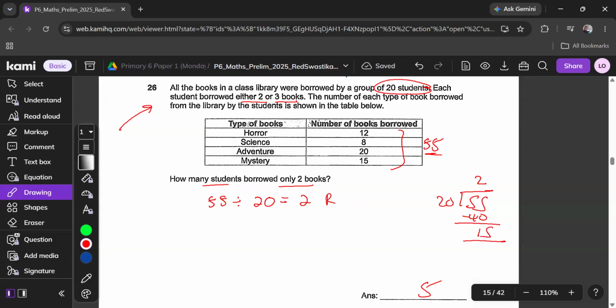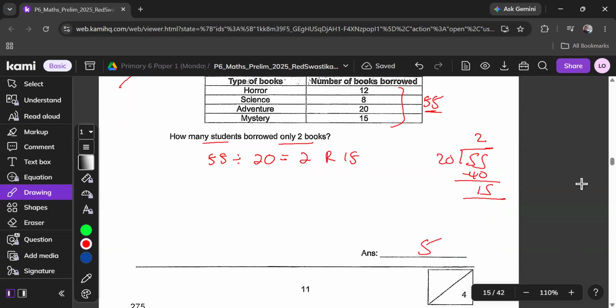What is 2 remainder 15? Okay, now eyes open big. This is a concept that you need to know. When you have all the books and you divide by so many students, what is this? Every student must have read at least 2 books. Okay, these are 20 students. So when you divide, what's the answer? The quotient. The quotient is every student read at least 2 books. And what's the remainder? The remainder is the books left over. So every student read at least 2 books, and there's a remainder of 15 books.